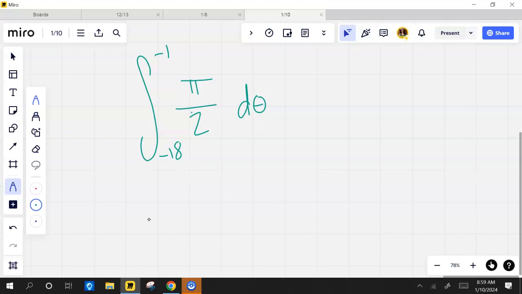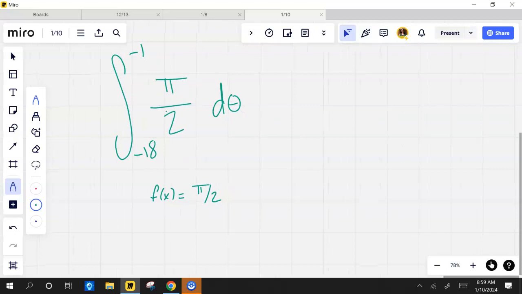All right, let's think about what this means first, because I can actually evaluate this fairly easily if you think about it. If I think about what an integral means, integral is area under the curve, right? So my first question here is, what is f of x? f of x is just pi over 2, right? There's no variable in there or anything of the sort, and that's okay.